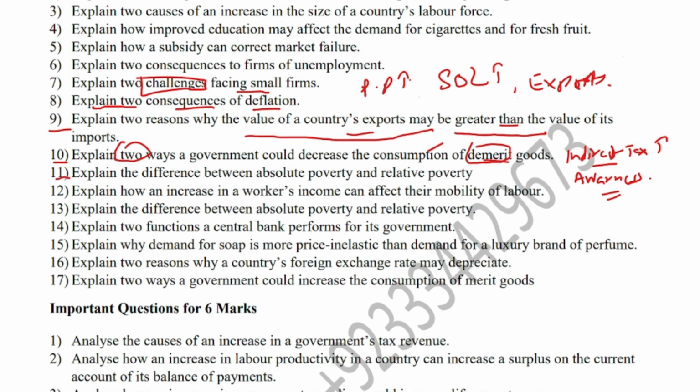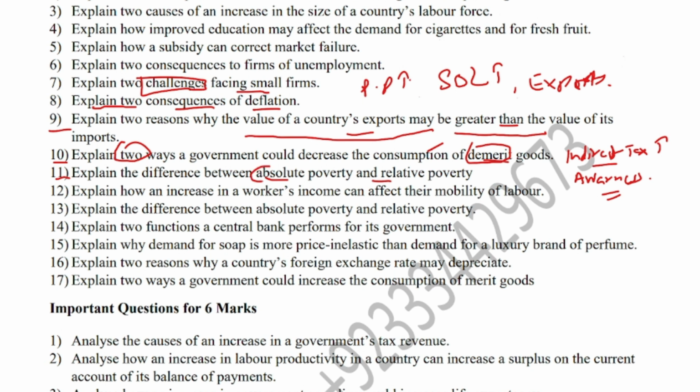Question 11 says: explain the differences between absolute poverty and relative poverty. Absolute poverty is when people don't have a sufficient amount of money to satisfy their basic needs of food, shelter, and clothing. And relative poverty is when people have a sufficient amount of money to satisfy their basic needs and some of their wants as well, but their income is below a certain median threshold, or you can say that people may not be able to satisfy all of their wants, or they may think that they are less privileged as compared to the other people living around them.